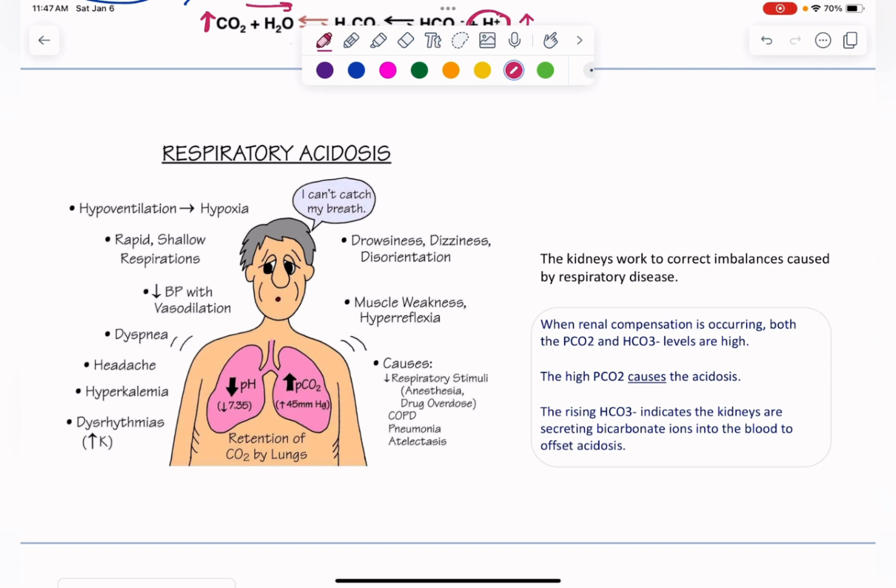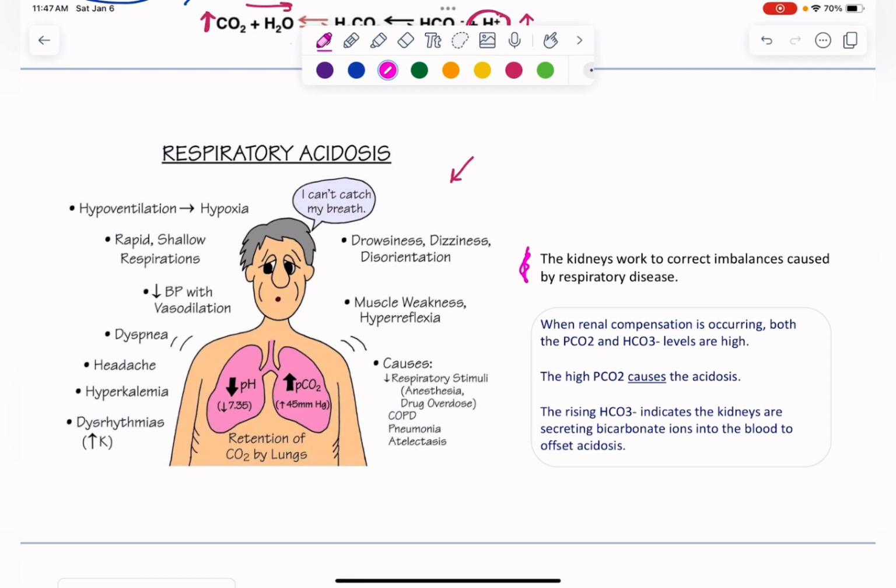And here you can see the symptoms of respiratory acidosis. But if this is the case, how's the body going to correct for it? The chemical buffers are actually kind of part of the problem in this case, because they're shifting to cause the increase in hydrogen ions, and the respiratory system is out of commission. And so how are we going to correct this? Well, this is where the kidneys are going to come into play.